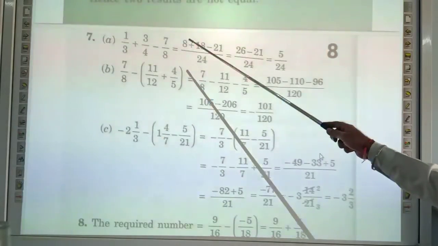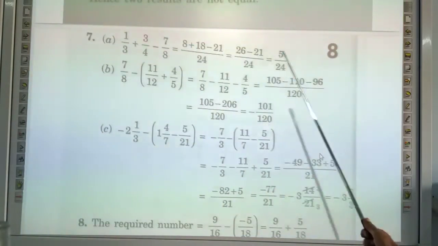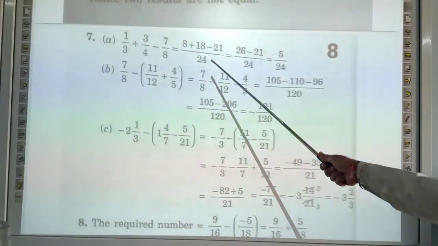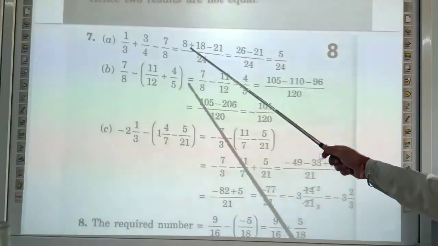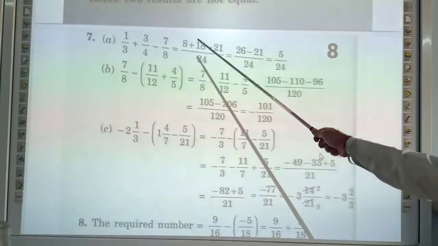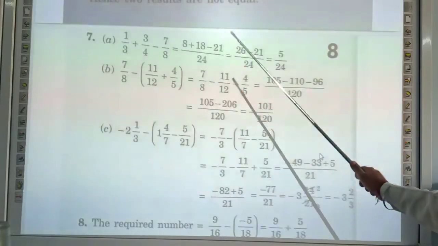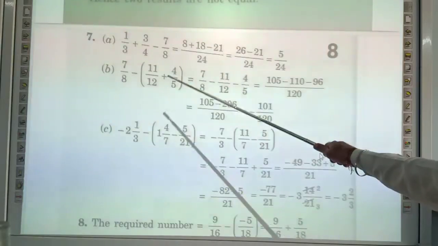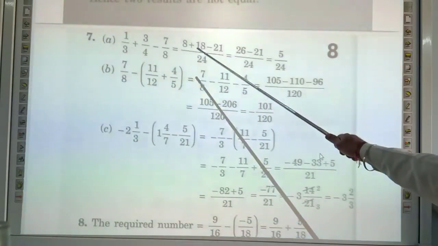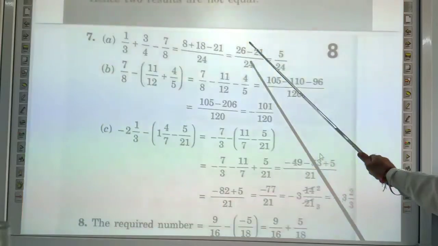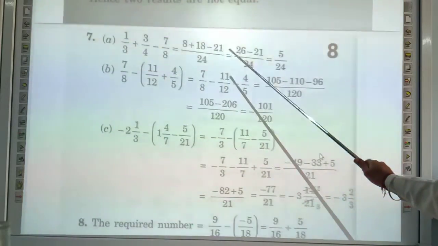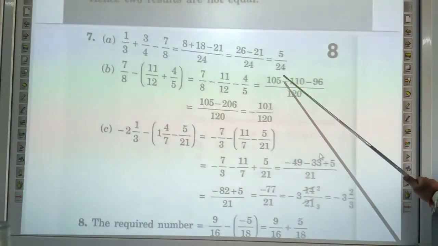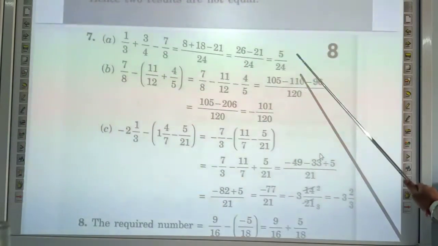Part A, 1 upon 3 plus 1 upon 4 minus 1 upon 8. Here we have to simplify it. 24 is the LCM of 3, 4 and 8. 3 8s are 24, so 1 8 is 8 in the numerator part. 4 6s are 24, so 3 6s are 18. And 8 3s are 24, so 1 3 is 3. And finally we get 18 plus 8, 26, minus 3 upon 24, and at last we get the result 5 upon 24.